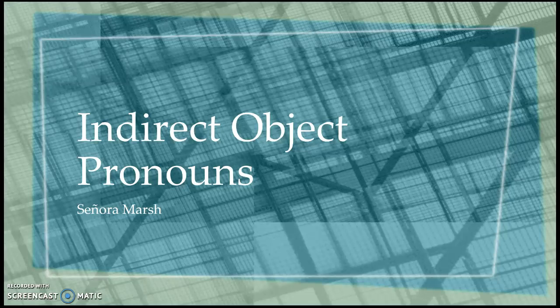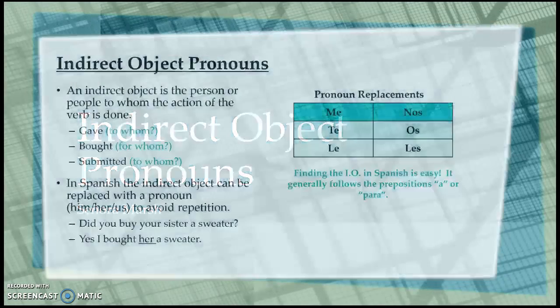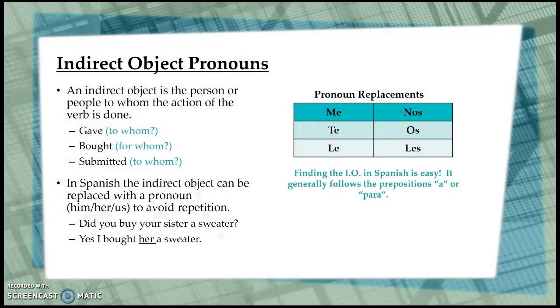Welcome to the lesson R.6 on indirect object pronouns in Spanish. An indirect object is the person or people to whom the action of the verb is done.